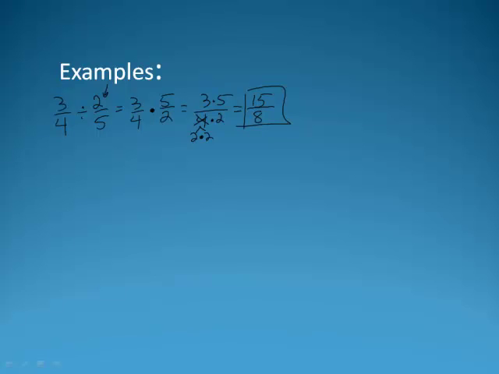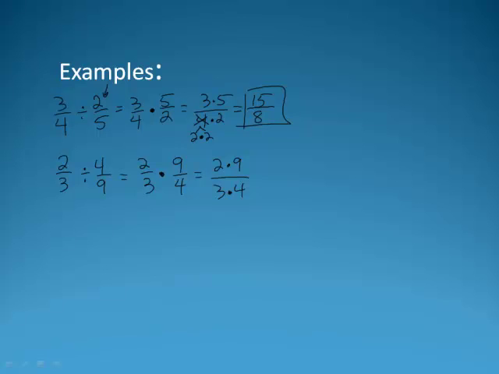Let's look at this problem. Let's look at 2/3 divided by 4/9. 2/3 divided by 4/9 is the same as 2/3 times, change it to multiplication, take the reciprocal, 9/4. 2/3 times 9/4 then is the same as, multiply the numerators, 2 times 9, multiply the denominators, 3 times 4.